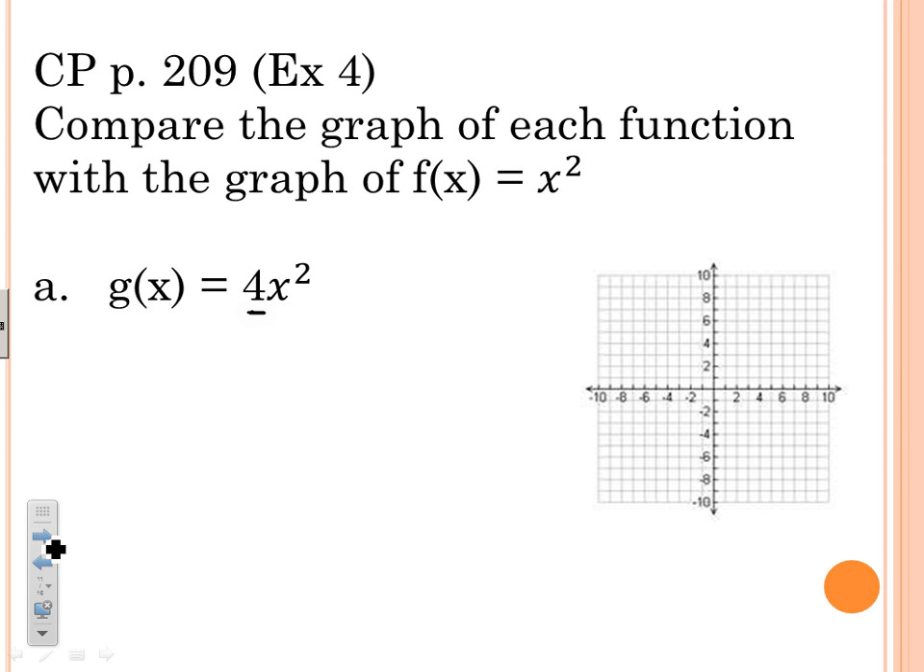So a couple of values there. If you were to put in g of 0, we're still going to get 0. So the vertex of this parabola is still going to stay at the origin. But what happens when I, for example, put in g of 1 now? I'm going to have 4 times 1 squared. So rather than just having 1 squared if it was the parent function, I'm going to multiply it by 4, which gives me the point 1, 4 to graph. And it would also be the same because it is a quadratic with that x squared term. I'm going to get the same thing if I put in a negative 1.